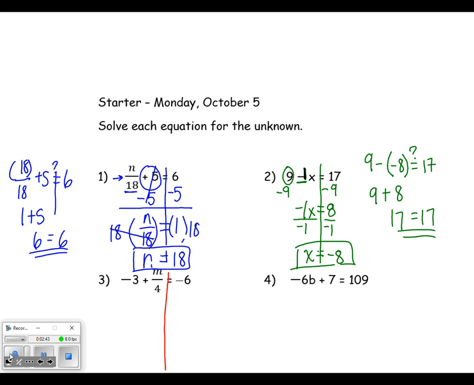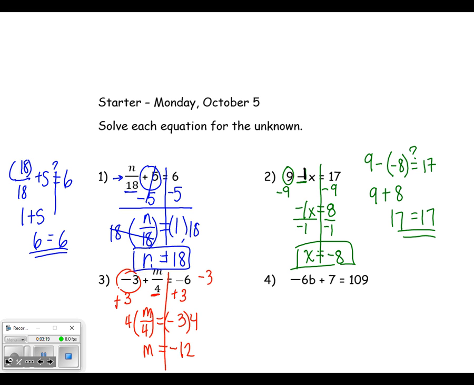Okay, number 3, same thing. Draw your line, circle your constant, underline the coefficient. I got a dividing coefficient again. So I'm going to add 3 to both sides. Gives me m over 4 equals negative 3. Then, since this is dividing, I need to multiply to make it go away. So I multiply by 4 on both sides, which gives me m equals negative 12. I'm going to check that.